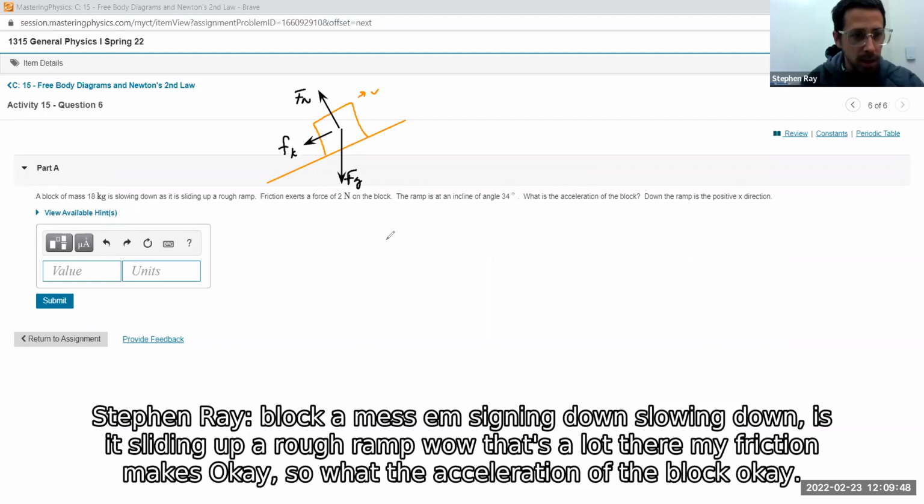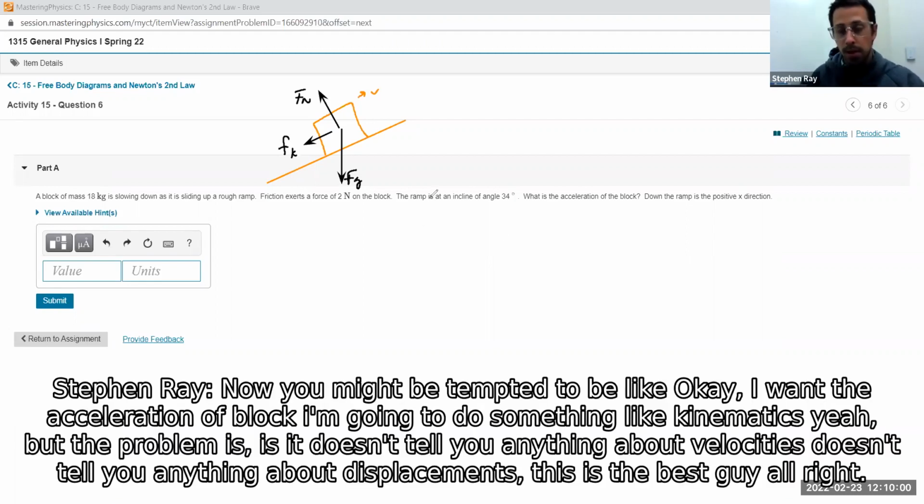A block of mass M slowing down as it's sliding up a rough ramp. Wow, that's a lot there. There's my friction. There's the brakes. Okay, so I want the acceleration of the block. Now, you might be tempted to do something like kinematics. But the problem is it doesn't tell you anything about velocities, doesn't tell you anything about displacements. This is the best we got.